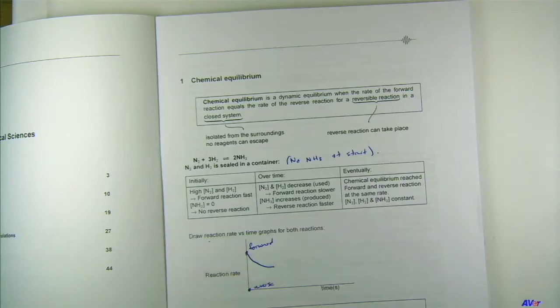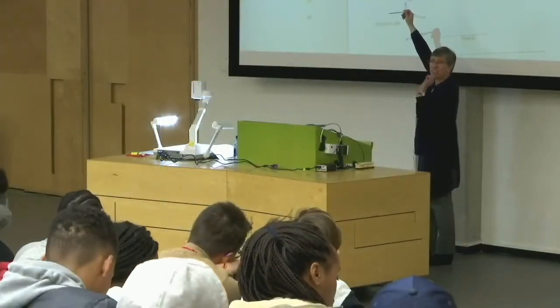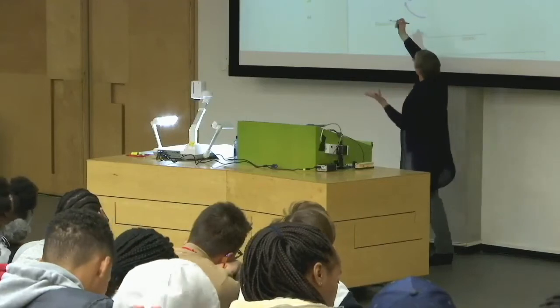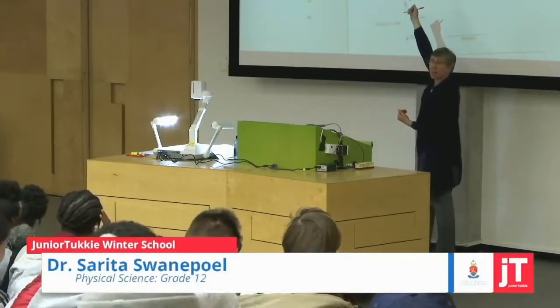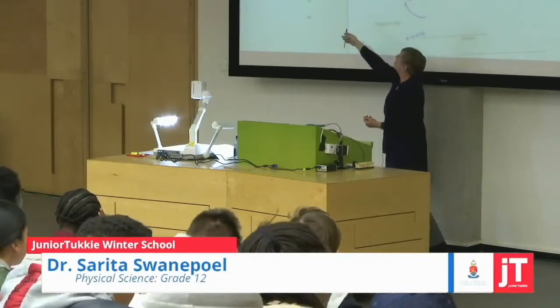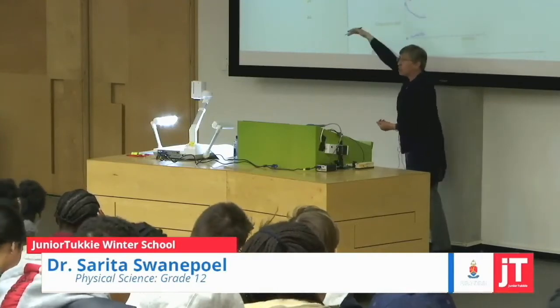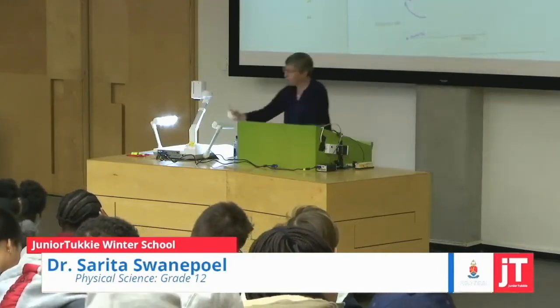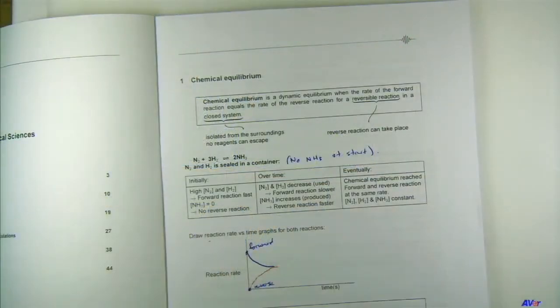We start out, and at the start you've got no NH3, so the reverse reaction is not happening. The rate at which it happens is 0. But now, as the N2 and H2 react, it is making NH3. So now you can have the reverse reaction happen. And the more NH3 that is formed, the faster the reverse reaction. So the reverse reaction will increase, increase, increase.